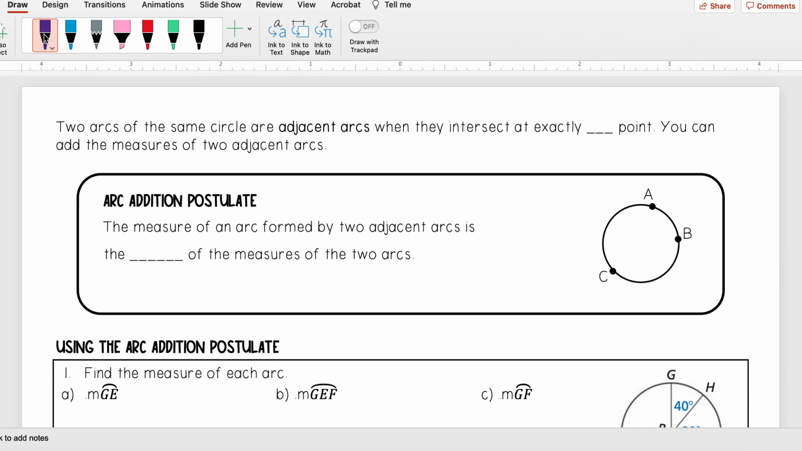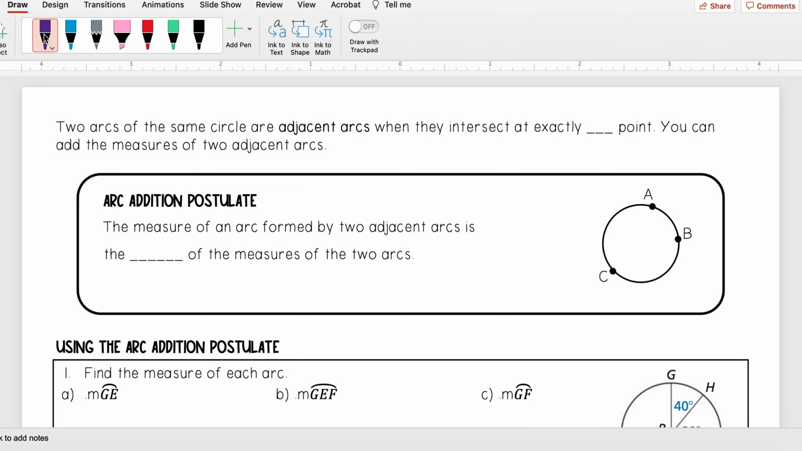So sometimes you may be looking at a circle that has multiple different pieces cut into it, and you want to find maybe the arc measure of multiple pieces put together. And so we can actually find that with the arc addition postulate.